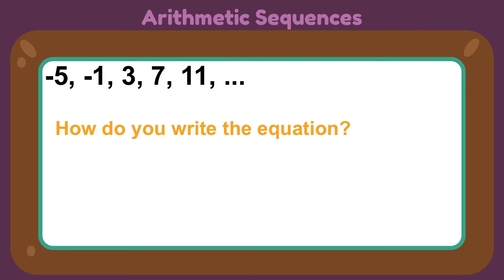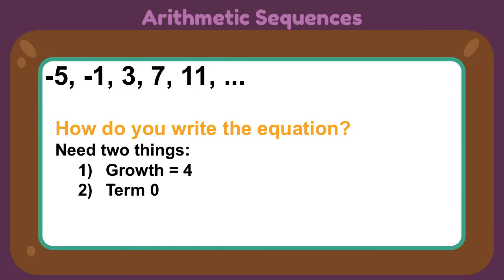So now let's see if we can figure out how to write the equation. There's a couple things that we need to figure out. We need to figure out what the growth is and then also what term 0 is. So we already talked about how this particular pattern grows by 4. We saw that on both the table and the graph. But now what we need to do is to try to figure out what term 0 would be. Remember that this was the first term of the sequence. This was the second term of the sequence.